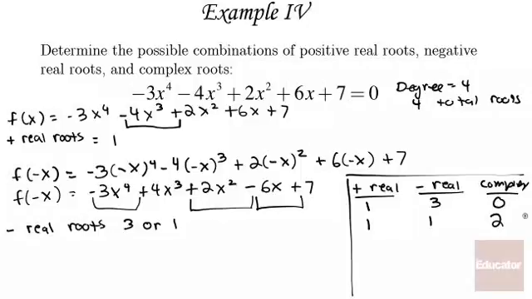Okay, so I determined there were 4 total roots because the degree here is 4. Using Descartes' rule of signs, the positive case, f of x, I found that there is 1 positive real root. F of negative x gave me 3 sign changes, so there are either 3 or 1 negative real roots. And then to get a total of 4, I had 0 complex roots in this case and 2 in this case.